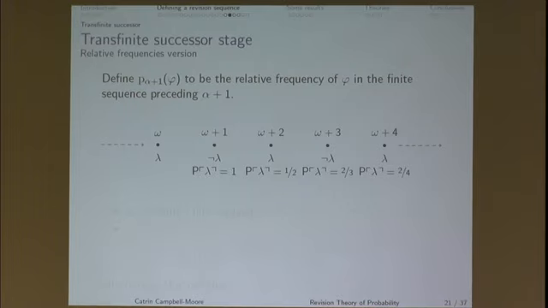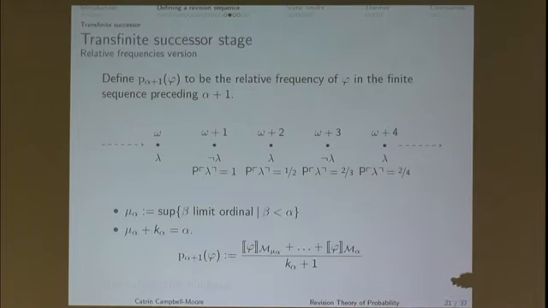Here's one proposal. It's what I've been working with. There are some bad features of it. It says, when you're considering the probability at stage alpha plus 1, look at the finite sequence preceding alpha plus 1 from the limit ordinal beneath it, and take the relative frequency there. It just does what you did in the finite stage, and in a way ignores the complication of the transfinite stage. So, a bit more carefully, you look at the maximal limit ordinal beneath alpha, and you just take the relative frequency of phi being satisfied in the sequence between that ordinal and the ordinal alpha.